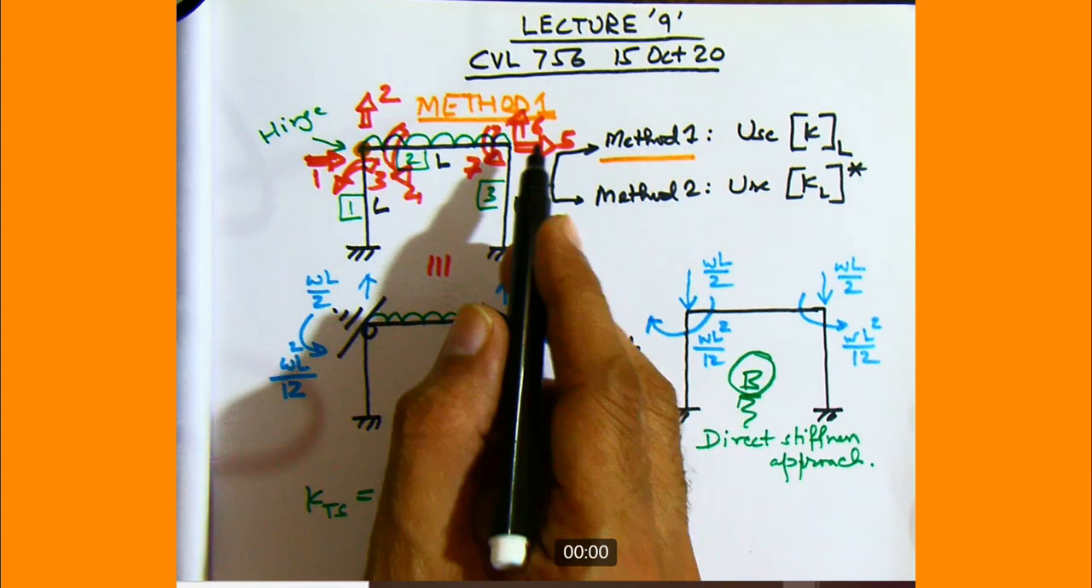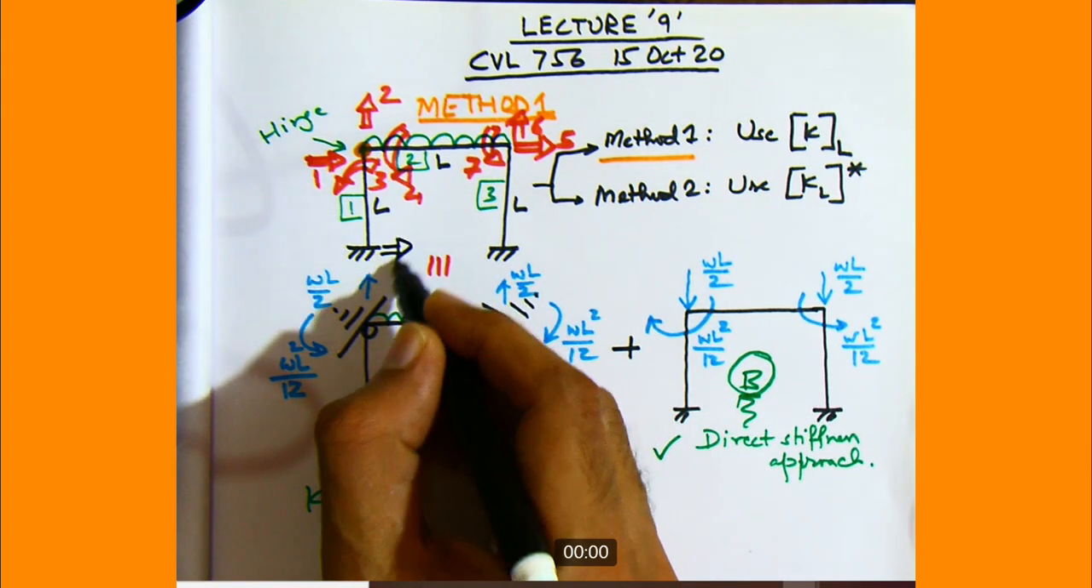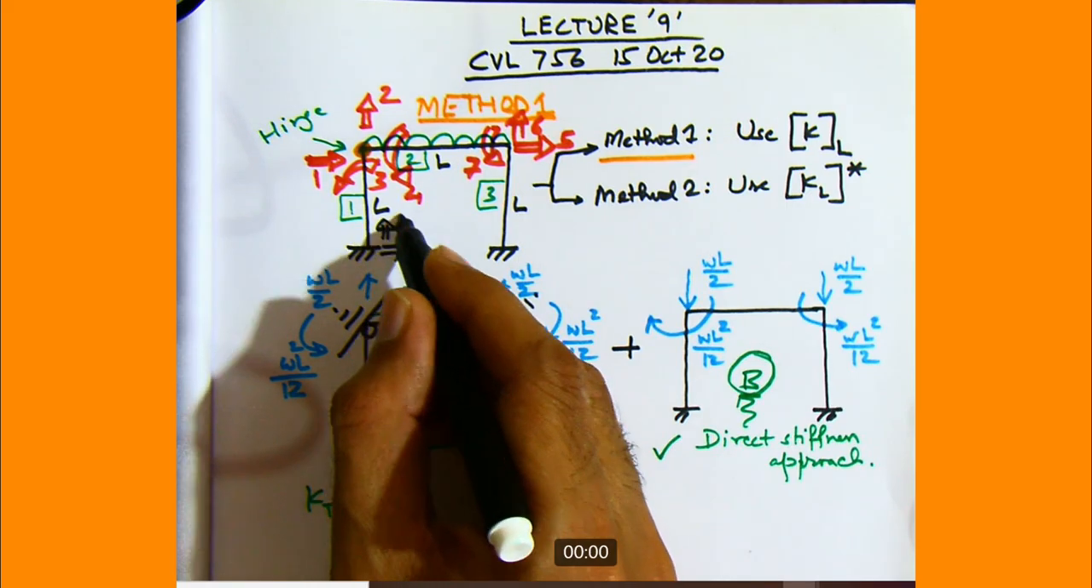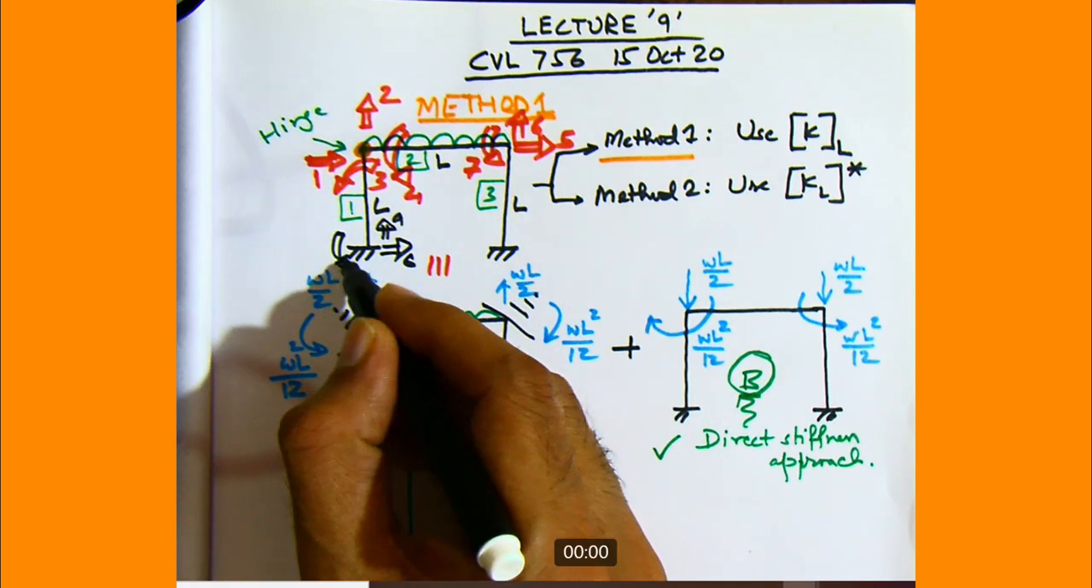We also need to mark here the reactions. So 7 we have done. So I am using black color. 8, 9, 10, 11, 12, 13.